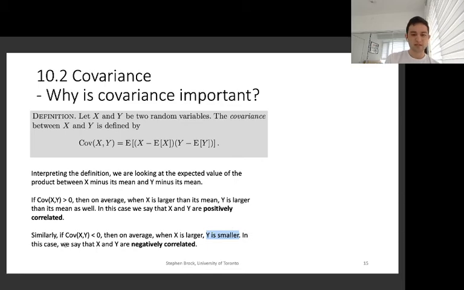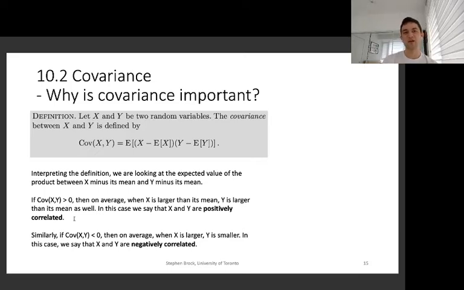So in this case, we say that x and y are negatively correlated. So why is this important? This whole idea of correlation, positively correlated, negatively correlated. Well, if we know that two variables are negatively or positively correlated, then knowing the value of one variable might give us information about the value of another variable.